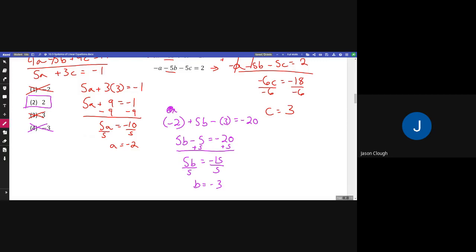Like with everything, we just want to quickly double check. So negative 2 minus 5 times negative 3 minus 5 times 3 does equal 2. So when I plug these numbers into this equation, and we end up getting this, we do end up with 2 equals 2. So the answer will be choice 2.